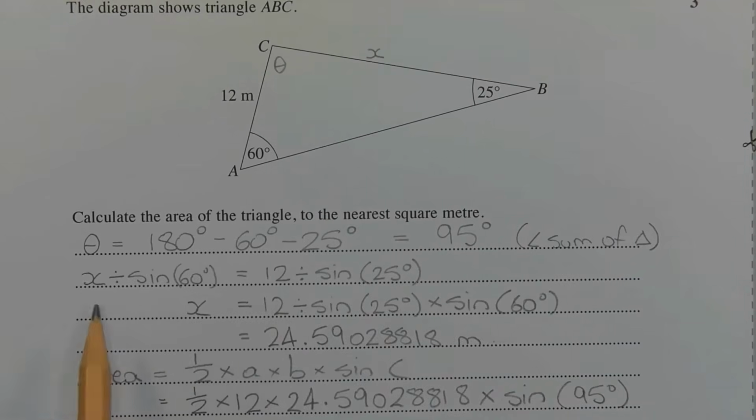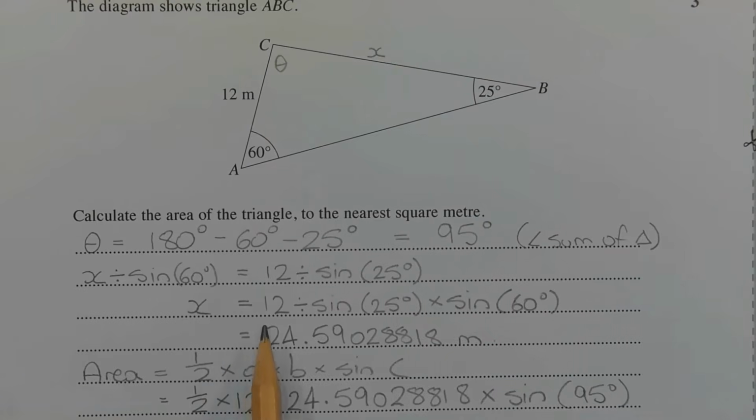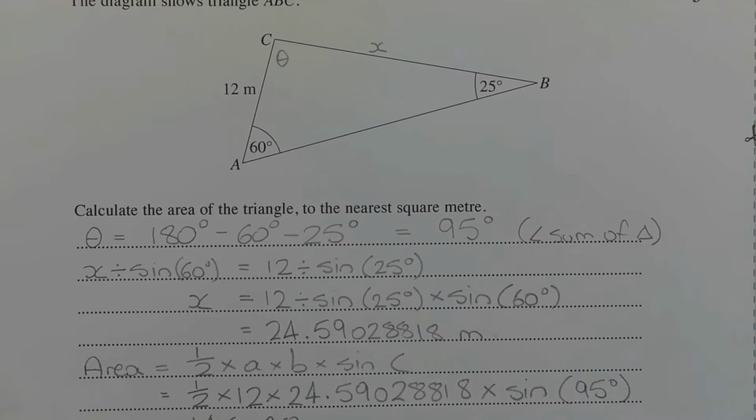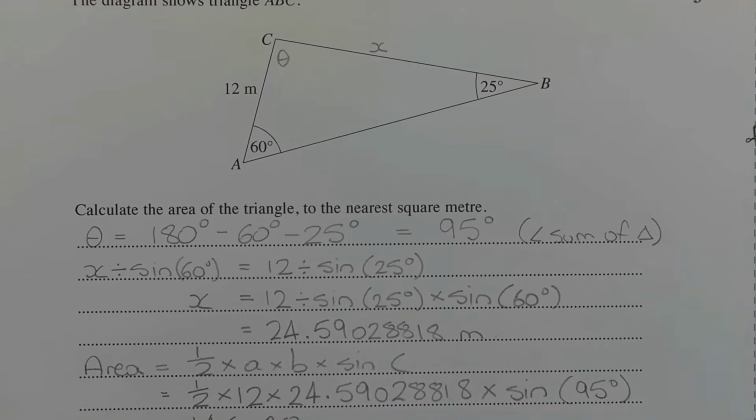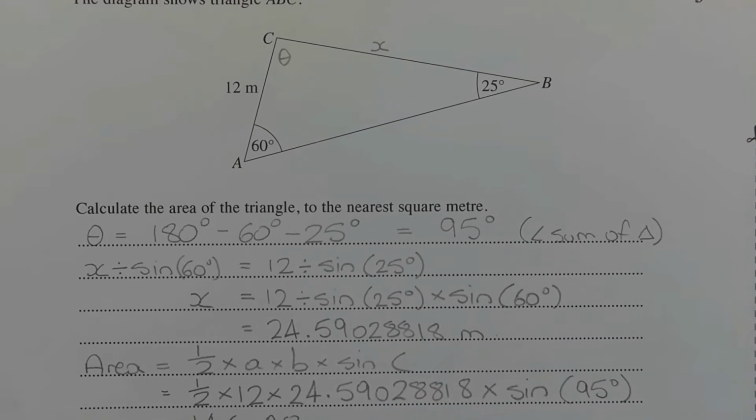Rearranging the equation to make x the subject, x is being divided by sine 60 degrees. If we move that over to the other side, it becomes a multiplication. So x is equal to 12 divided by sine 25 degrees times sine of 60 degrees. And that evaluates to 24.59028818 meters. I'll do all the rounding at the very end.